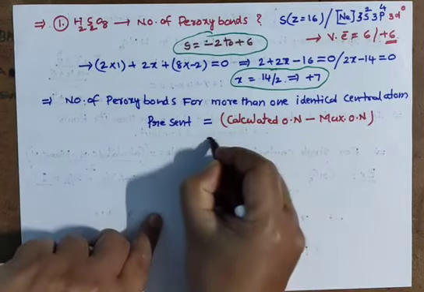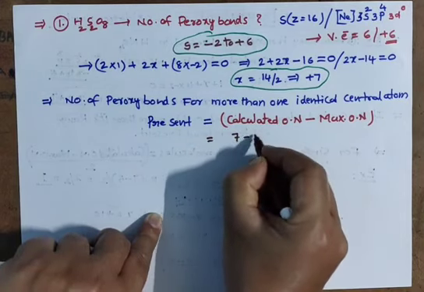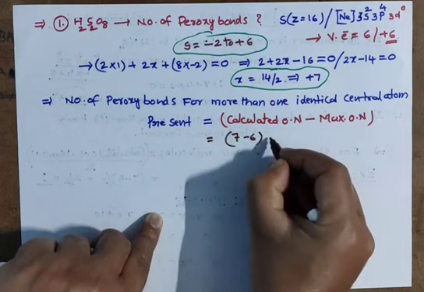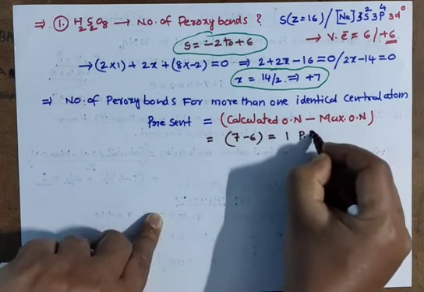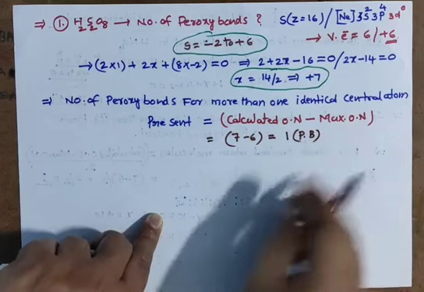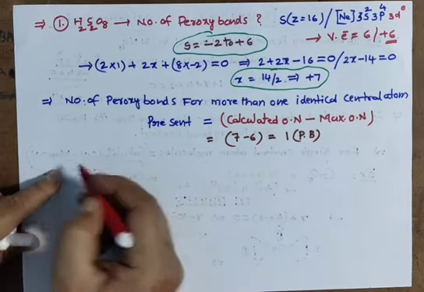Calculated, how much did you get? 7 minus actual maximum oxidation number 6, that equals 1. So here one peroxy bond is present in H2S2O8. If anybody has a doubt, you can go for the structure also.